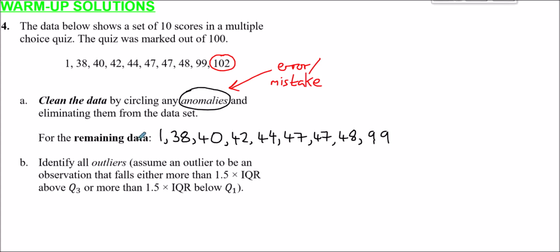Then part B, we need to identify all outliers, and we can assume Tukey's definition of an outlier here. So assume an outlier to be an observation that falls either more than 1.5 times the interquartile range above the upper quartile, or more than 1.5 multiplied by the interquartile range below the lower quartile. And so for this, I'm going to show you how to use the class whiz to do the hard work for you. I'll also show you how to do it manually in case you're interested. So I'll show you how to do it manually, and then I'll show you the class whiz way.